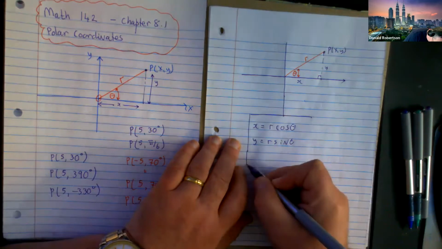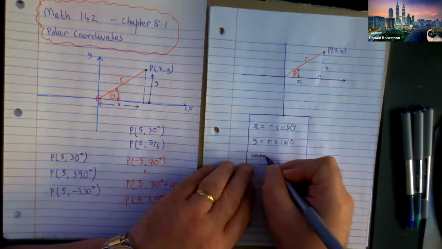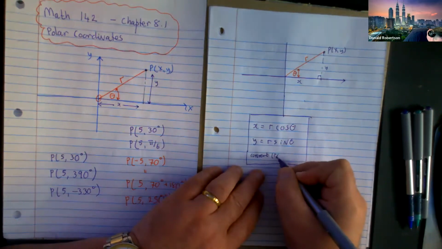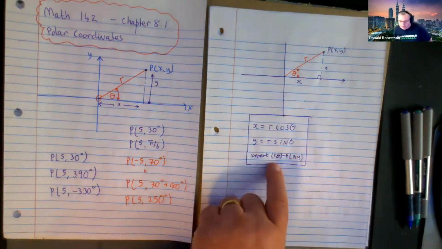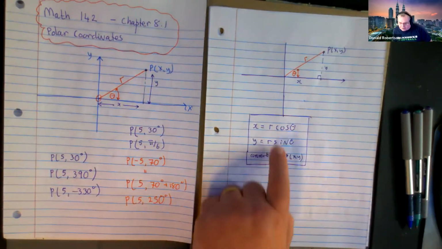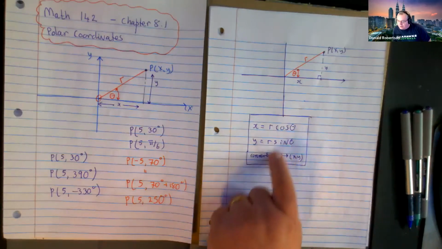So this is how you're going to convert from polar to Cartesian. So if I tell you it's 5, 30 degrees, can't you just plug in 5 times cosine 30 and 5 times sine 30, and that will do it?